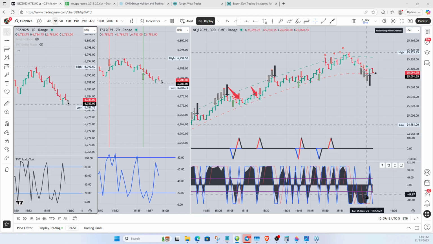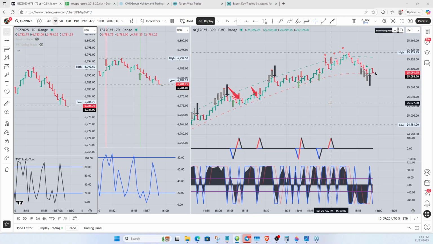Now look. We didn't get the conflicting arrows here, but we did get an up arrow there for the swing trade. I'm not doing that right now because we are so close to the end of the session. We only have half a minute left. So I'm just going to let it go.